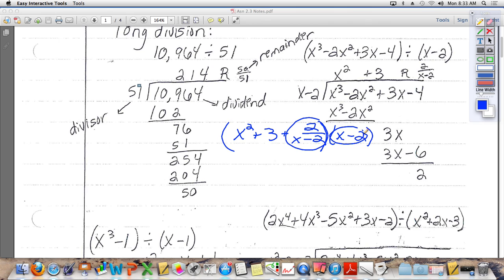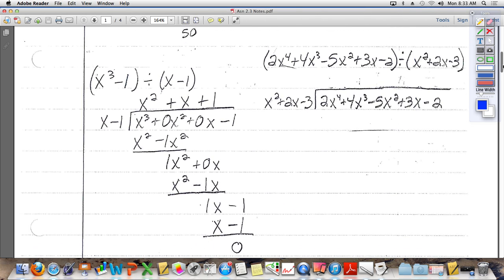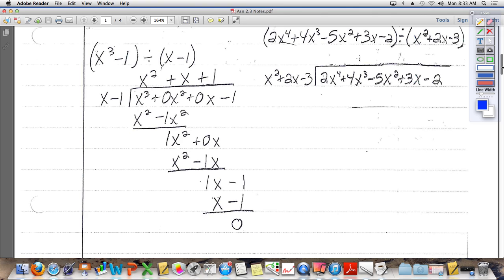Are you sure? Here comes the brain. We'll try one individually if you want to. Alright, let's do x cubed minus 1 divided by x minus 1.